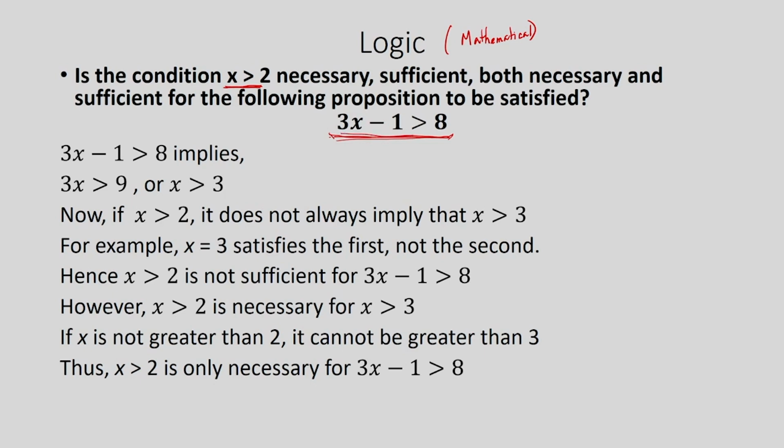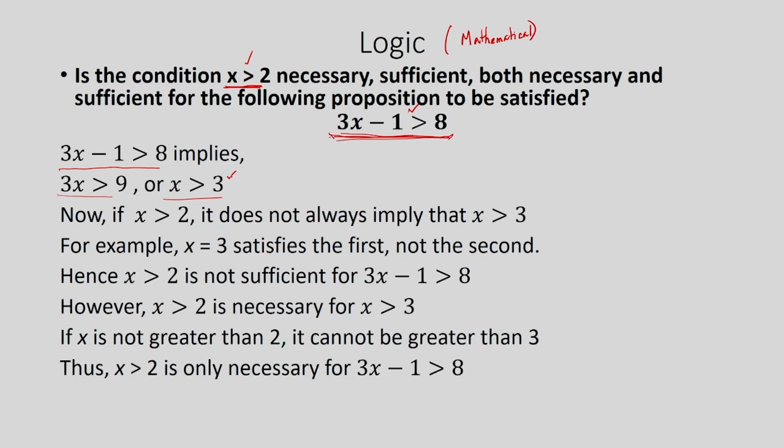That will give us a clearer idea as to what is the relationship between this condition and this proposition, right. We have to simplify the proposition. So, that is the line of attack. We start with 3x minus 1 greater than 8 and we add 1 to both sides. So, we shall get 3x strictly greater than 9, and in the next stage we divide both sides by 3. So, we should get x is strictly greater than 3. So, this is what this proposition boils down to.